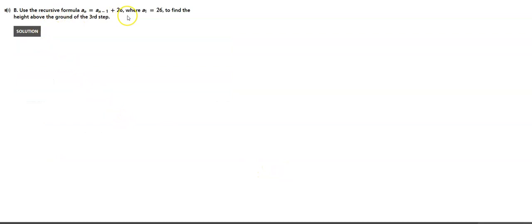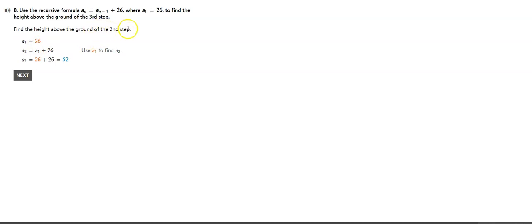Okay, so we're actually going to find the height of the third step using the formula we made previously. So again, our first term was 26 because the first step is 26 centimeters tall. And first we have to find the second step. So we're going to plug into our formula here to find the second step. We're going to use the first step plus the 26. That's the difference between the two steps. So our second step is 52 centimeters tall.